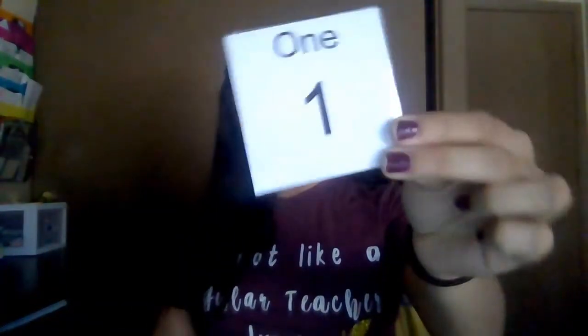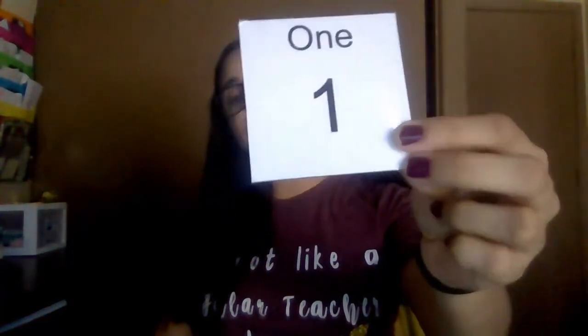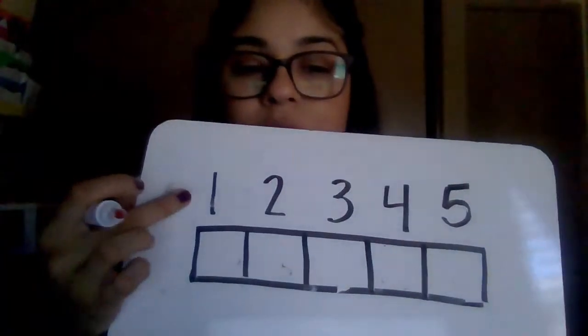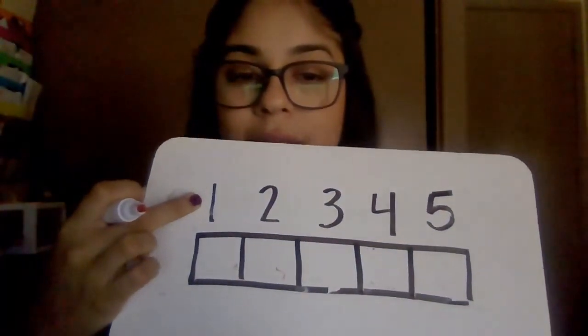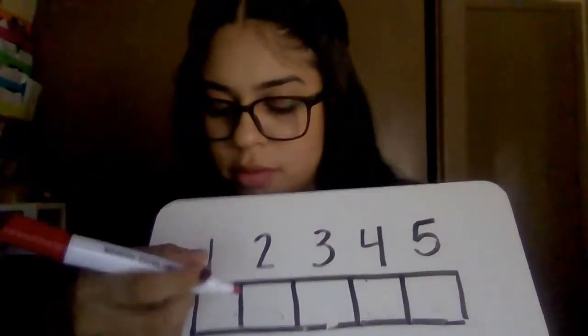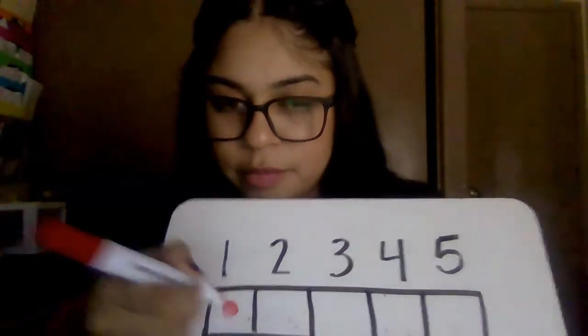No more blocks under your numbers or on your numbers. The next number we're counting to is one. This one's a little bit tricky. We're counting to one and we start with one. So make sure you're watching and you're listening, okay? So you found one on your number line. It's right there. And we always start with one. So put a block on number one.